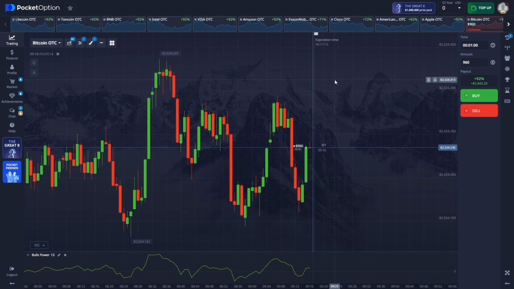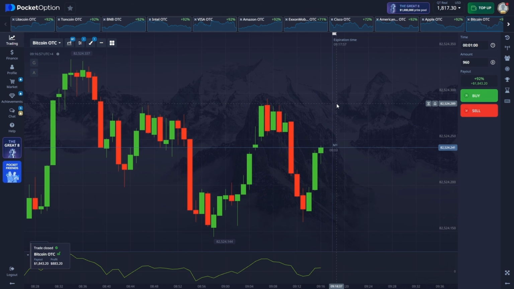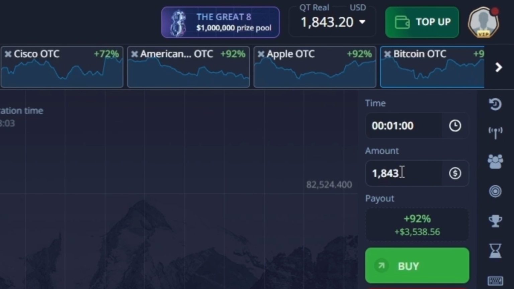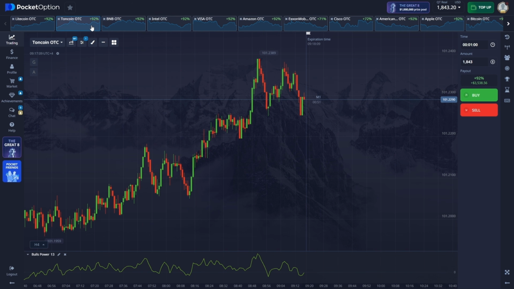The trade is currently going in our favor, but there are still 40 seconds left. Now the trade is not going in our favor. But there are only a few seconds left and I won my second trade. Now my balance has turned into $1,843. It was a risky trade, but I won it. Let's find a trade for $1,843.